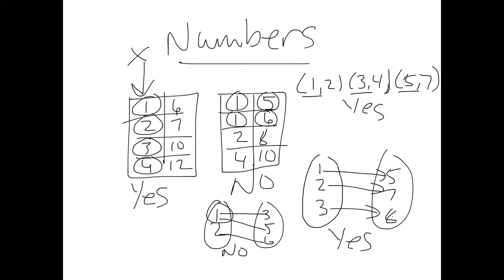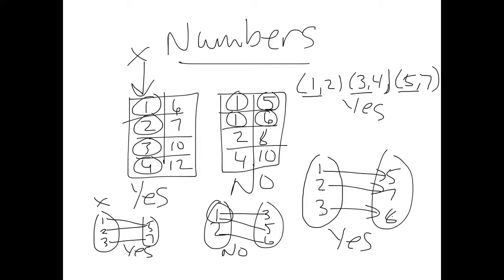The ones that confuse people the most are ones like this: 1, 2, 3, 5, 7. 1, 5, 2, 5, 3, 7. The x's never repeat, so this is a function. It doesn't matter whether the y's repeat, that's not part of the rules.